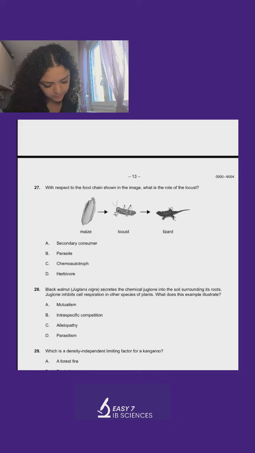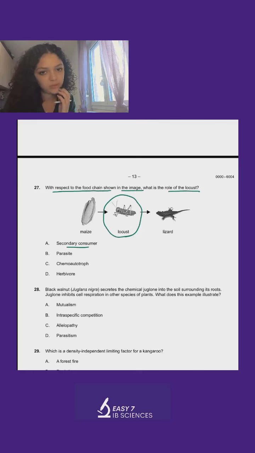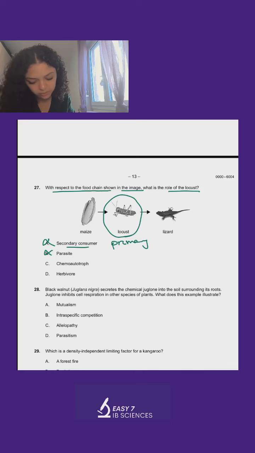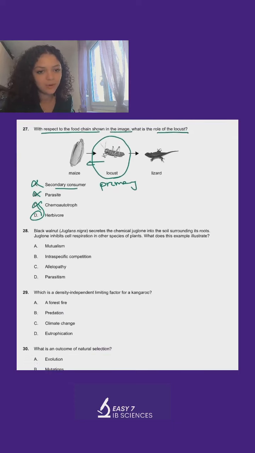Okay, we have secondary consumer. With respect to the food chain shown in the image, what is the role of the locust? So this is our locust. Is it a secondary consumer or a primary consumer? It's primary, right? So it can't be A. Is it a parasite? No. Is it a chemoautotroph? No. It's a herbivore because it eats plants. Nice, guys, all of you are saying primary.